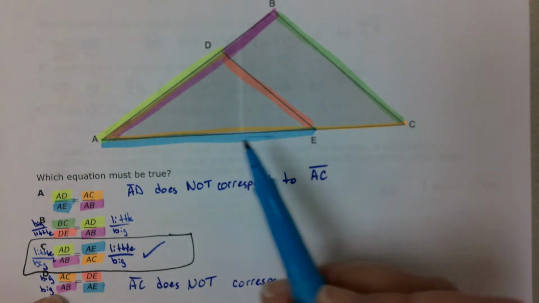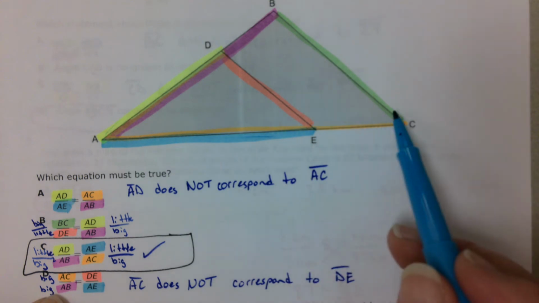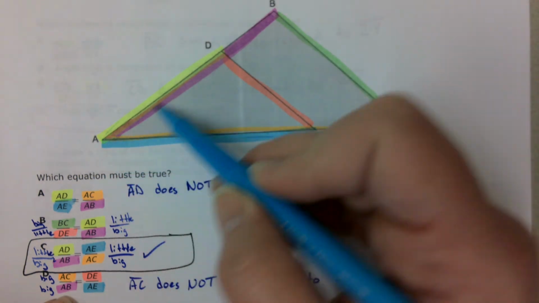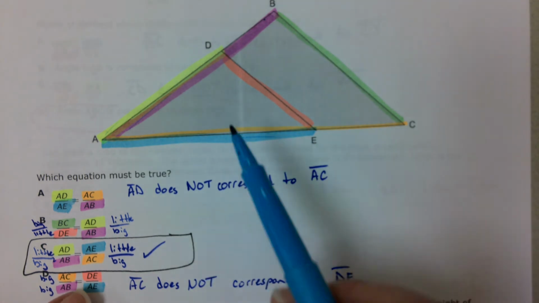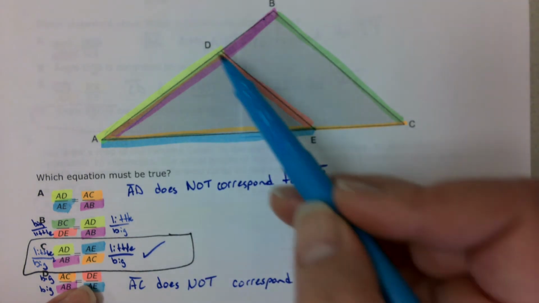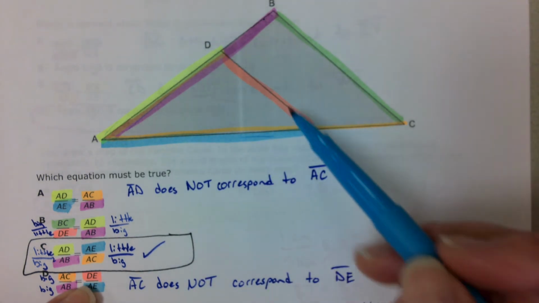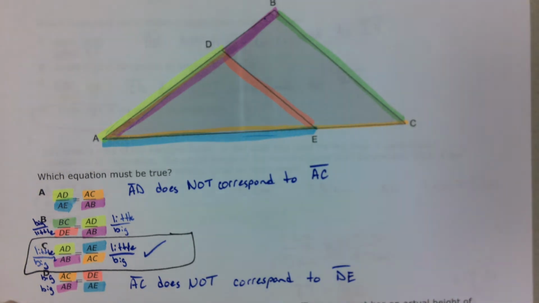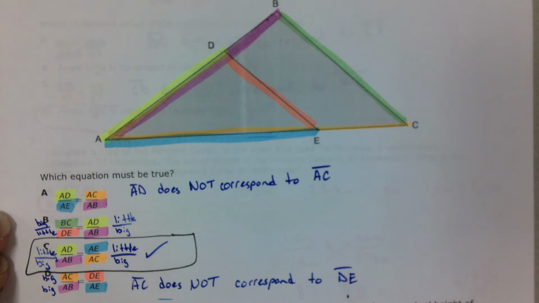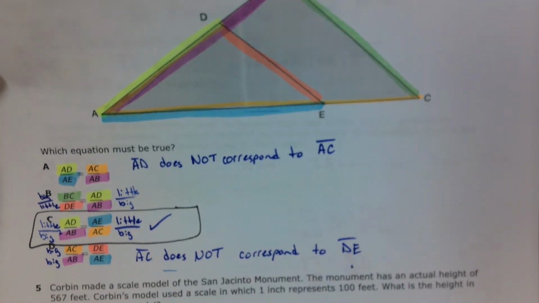AC, that's the big one, over AB, so we have lower big over upper big. Then I have DE. Okay, that does not correspond. So AC does not correspond to DE, so that does not work. So for number 4, you should have chosen C.